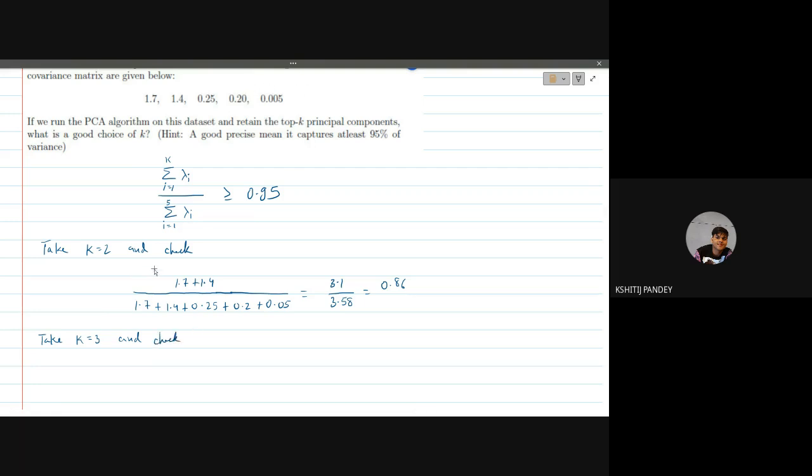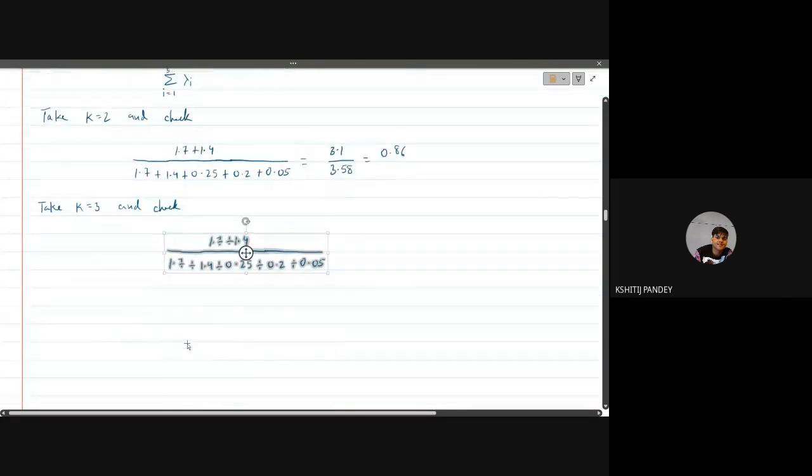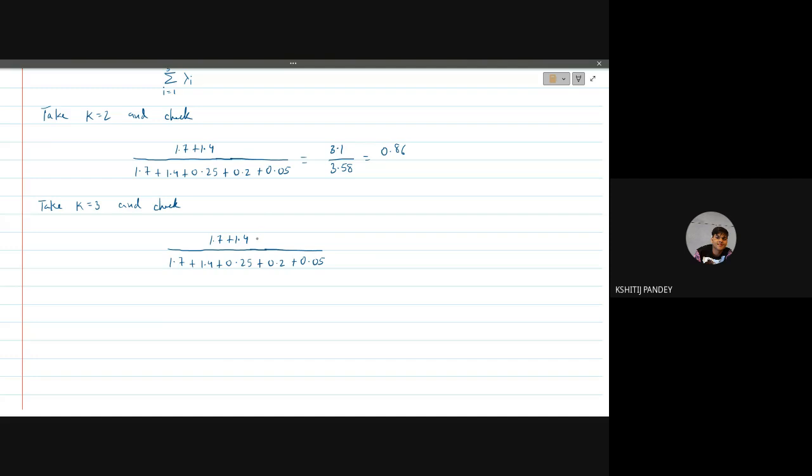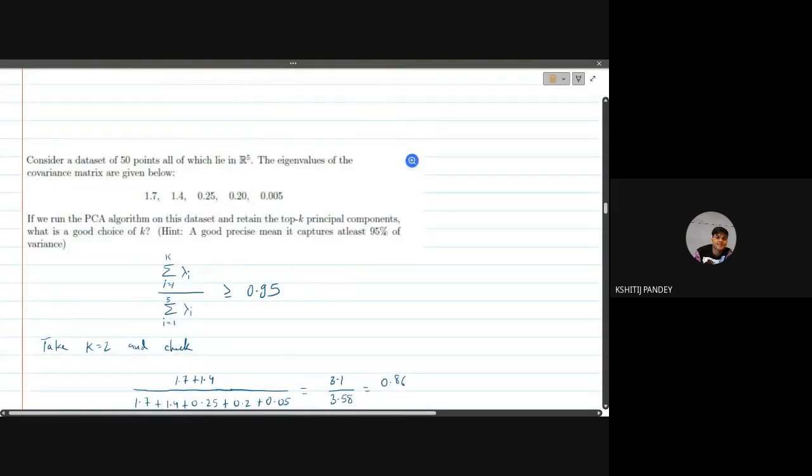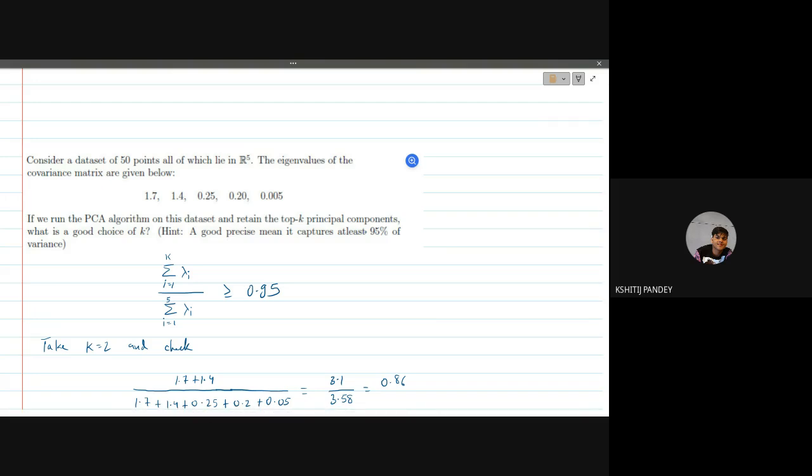Okay, so I'll simply copy this. And we'll add one more, that is 0.25. Then what's the value? 3.1 plus 0.25, so this is 3.35, divided by 3.58. 93.57%. Correct. So still this is not greater than or equal to 95%, so we have to take one more.